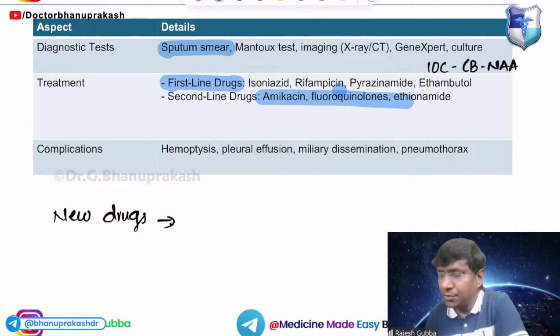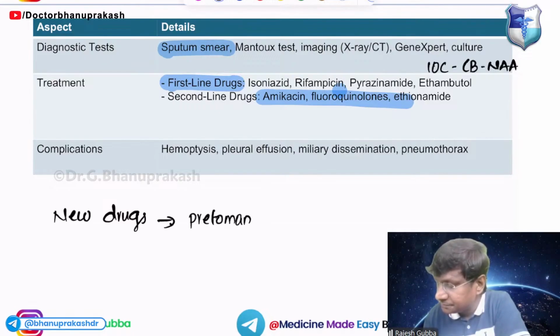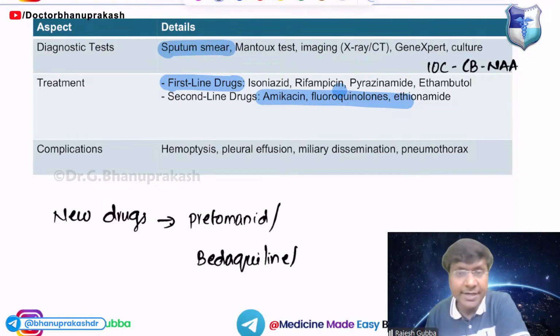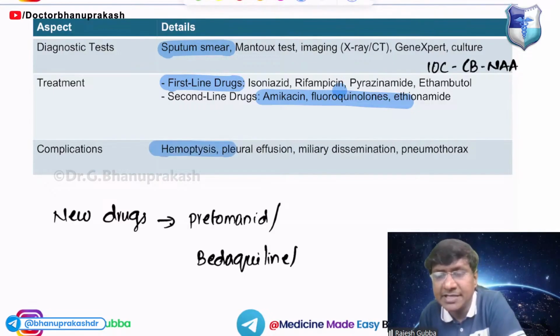Right. So the new drugs that we have in the treatment of tuberculosis are pretomanid, then bedaquiline, right? So these are the new drugs, pretomanid as well as bedaquiline. Now, what are the expected complications? Hemoptysis, pleural effusion, miliary dissemination, as well as pneumothorax.